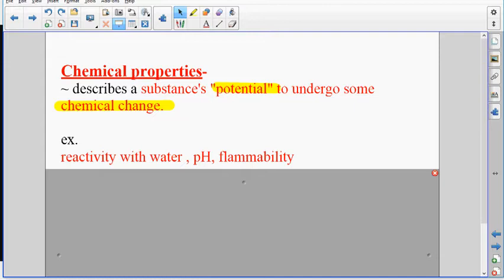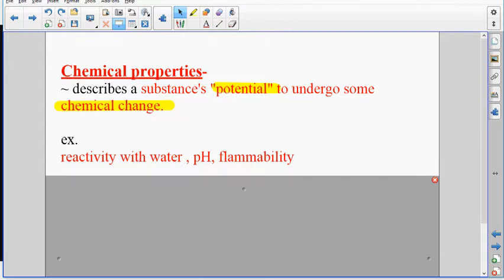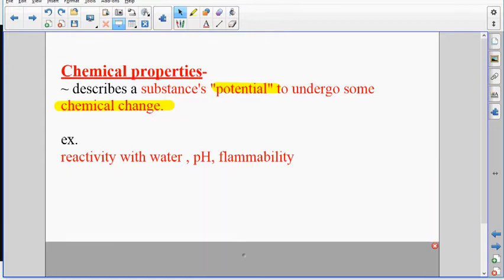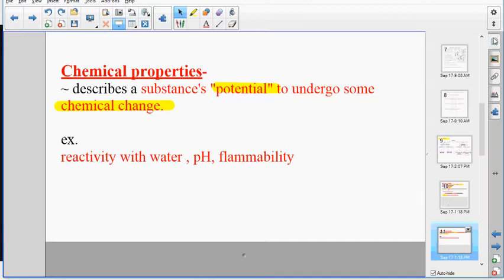Anyways, so flammability is a chemical property, because you can find out the flammability of paper, for example, like I just did. But at the end, you're not left with paper. You're left with ash. Same with reactivity in water. The pH is something. So the chemical properties, you can find it out, but you have to change what you're working with.